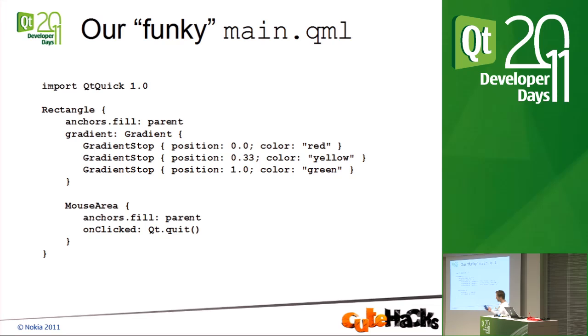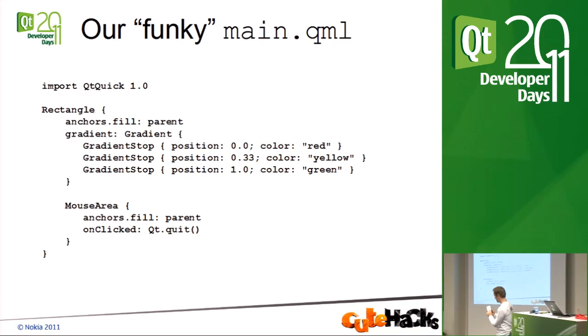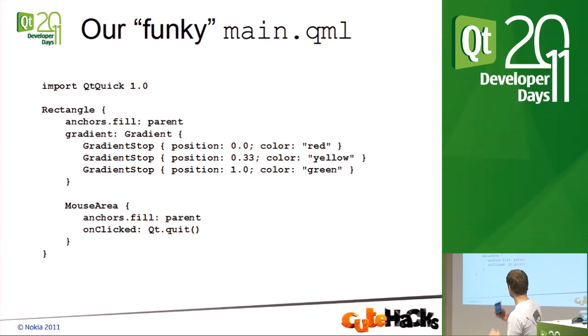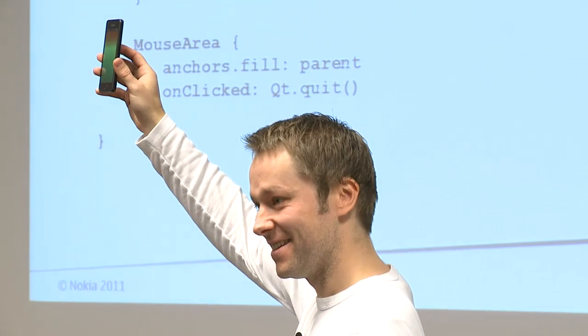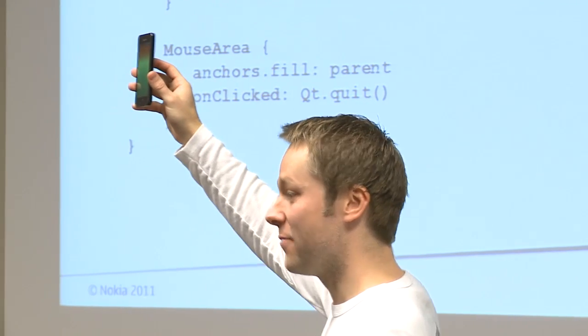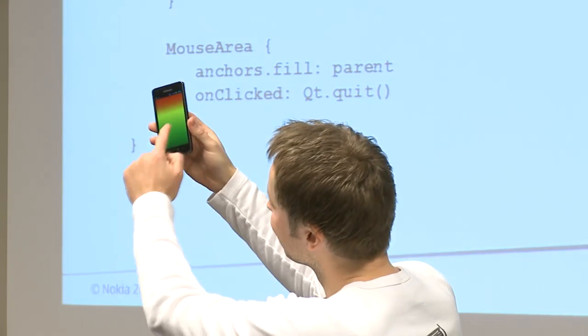Okay, here we have an S2. This thing is a gradient. Here you have a gradient. This is the QML application running. If I click it, it will quit.